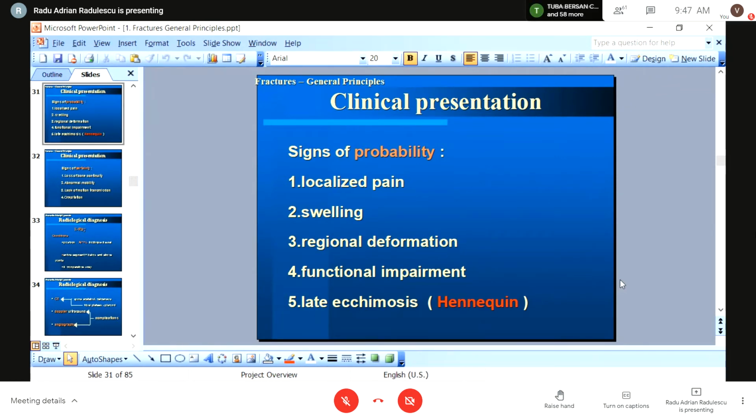The ecchymosis in fractures is late, meaning that it is visible only after at least 24 hours after the fracture. We'll see that this is important to determine because in other types of trauma at the level of the limbs, like for example sprains of the joints, the ecchymosis may be quite early. So we may get an ecchymosis in the first 6 to 8 hours, while the ecchymosis in fractures occurs no sooner than 24 hours.